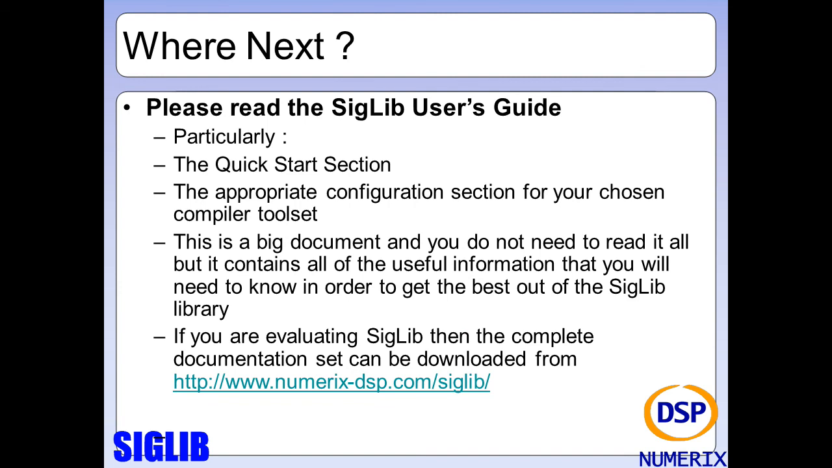This tutorial has summarized the main features of the SigLib DSP library. If you wish to use the library and gain the maximum benefit from the library, then I would thoroughly recommend that you read the SigLib User's Guide, particularly the Quick Start section for the processor and compiler of your choice. The SigLib User's Guide is a big document. You don't need to read all of it, but it does contain a lot of useful information that you will need to know to get the most out of the library. You'll find that you only need to refer to the parts specific to your compiler or device. If you're evaluating SigLib, then you can download the complete documentation set from the URL shown in the presentation.